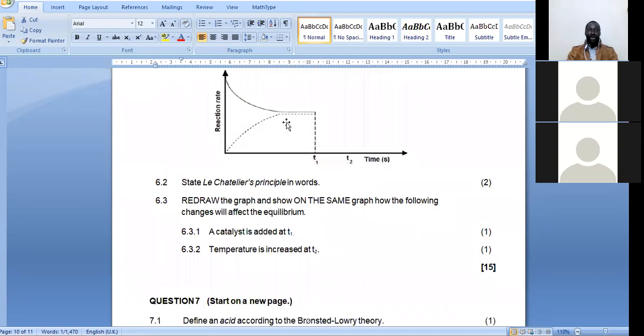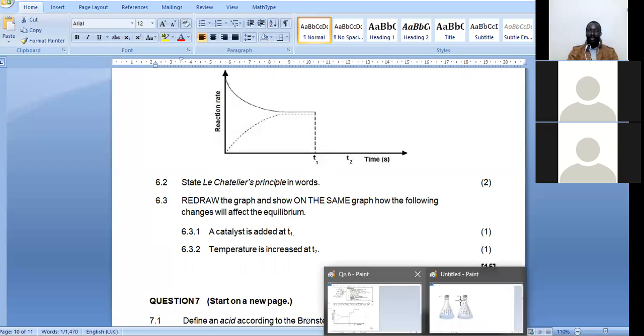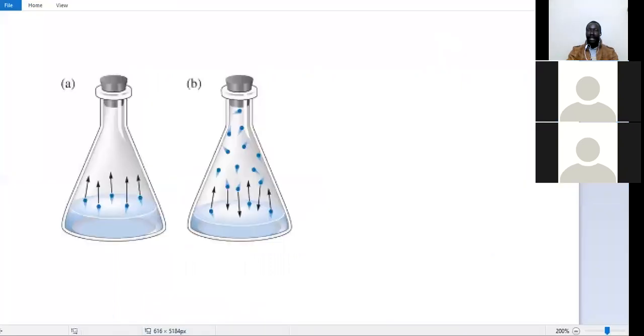And we are supposed to redraw the graph. Now, the program I'm using is not so good at drawing graphs. It can only draw a table. So I'm just going to show you the graph, which is already drawn, which will show how reaction rate will change with time if a catalyst is added and temperature is increased, from the value which is there, 300, to some other value. So this is how our graph will appear.